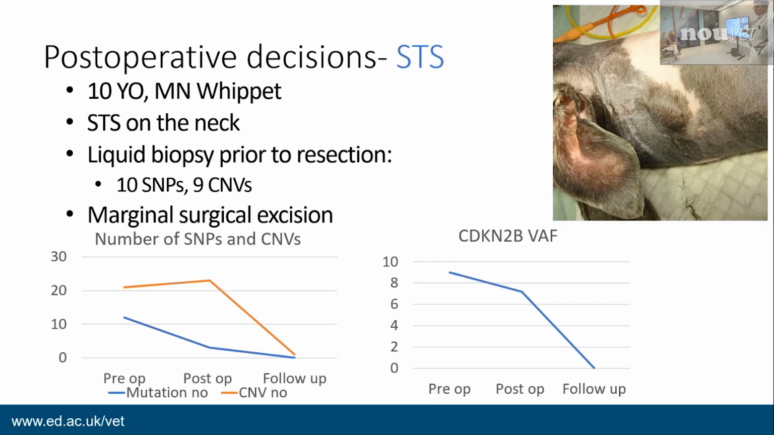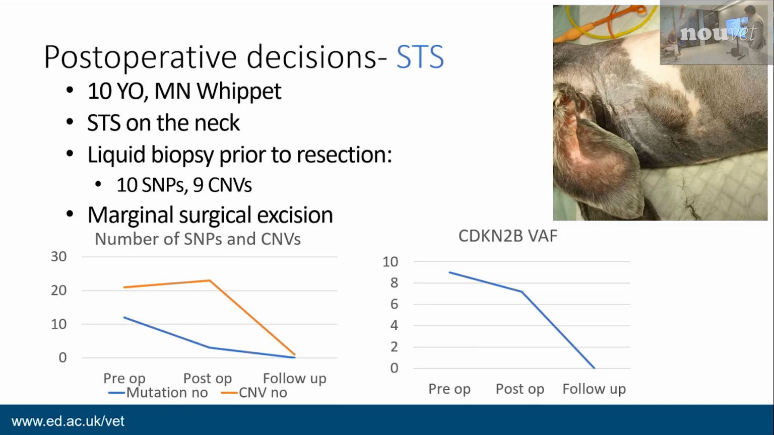So now for some postoperative decisions, right? This is a 10-year-old male-neutered whippet with soft tissue sarcoma on the neck. What is interesting is when the blood was first sent to us, and this was one of the first samples from this case, it had lots of different mutations, as you see there. And the oncologist from Paris told us, you know what, guys, this was growing for a very long time. It's impossible that it has so many mutations. It doesn't make sense clinically, right?